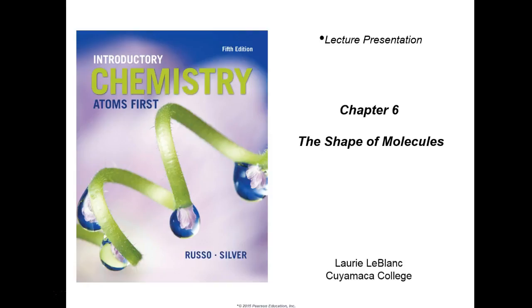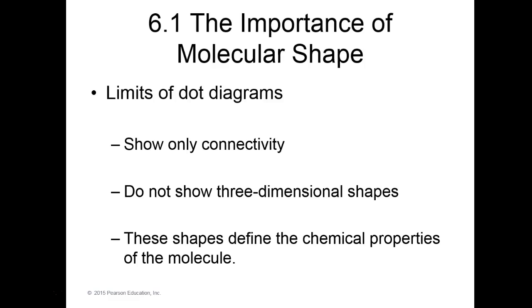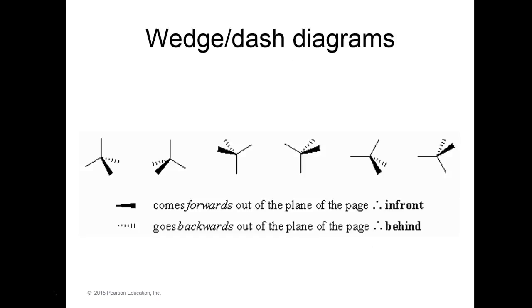Moving on to Chapter 6, we're going to briefly touch on the shape of molecules. There are limits to dot diagrams. They only show the connectivity. They don't show the three-dimensional shapes. These shapes define the chemical properties of the molecule. First, let's look at our diagram.